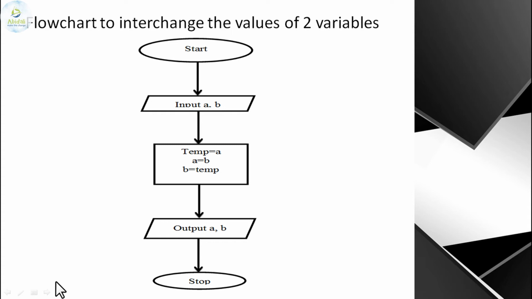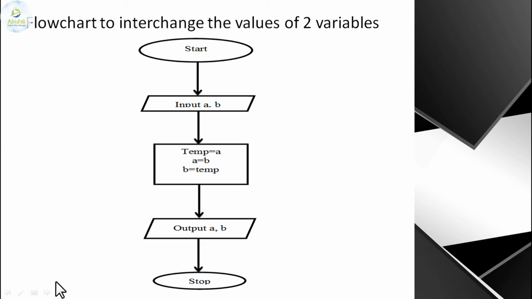That means in our example, where A is equal to 5 and B is equal to 10, the value of A should become 10 and B should become 5. That is called interchanging the values of 2 variables. The 2 variables here are A and B. We take them as input at the start. In the input we have taken A and B values, assuming A as 5 and B as 10.